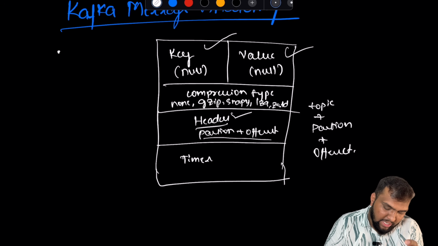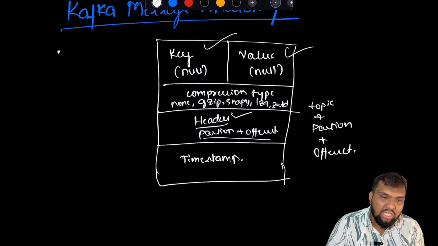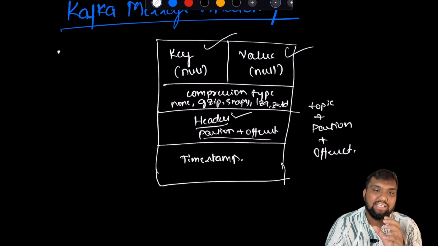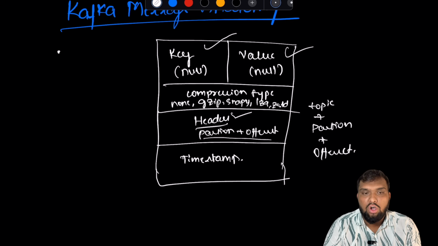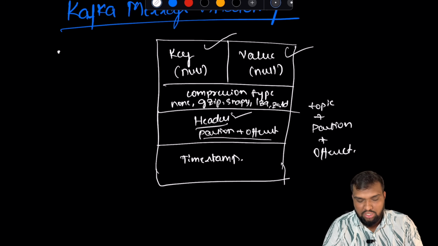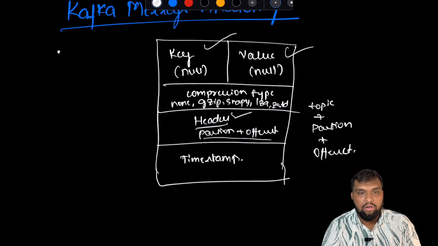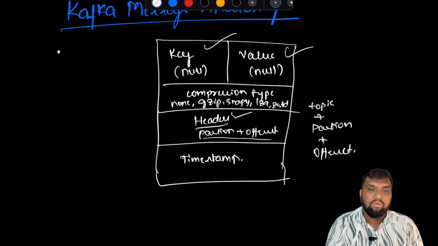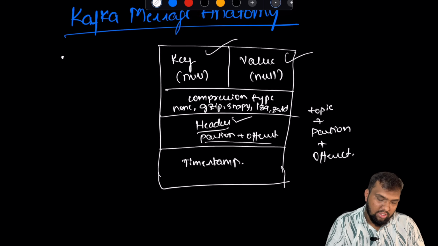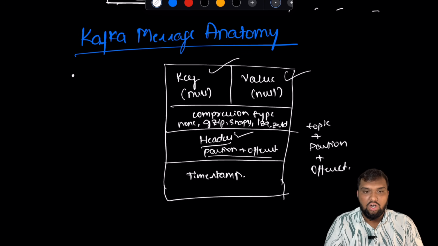Lastly, we have timestamp. A timestamp is added either by the user or the system in the message. So either you can add your own time, or the system can generate the system timestamp and add that as well, right? So that's about the Kafka message anatomy.